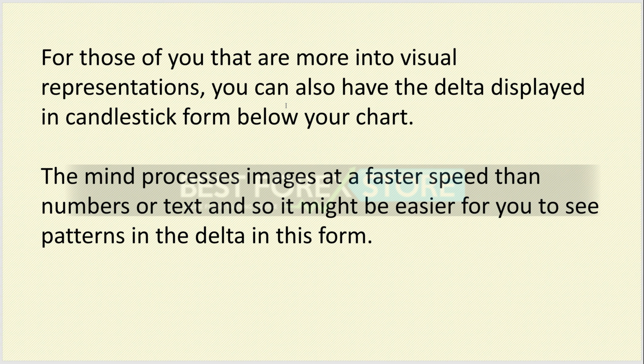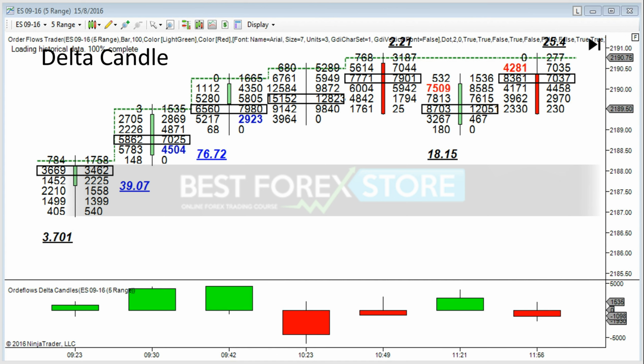And it's been said that the mind processes images at a faster speed than numbers or text. So for a lot of people, sometimes it's easier to see delta in the form of candlesticks because most traders are already familiar with candlestick formations. And this is how it would look if it appears on the bottom. This is the delta candles.